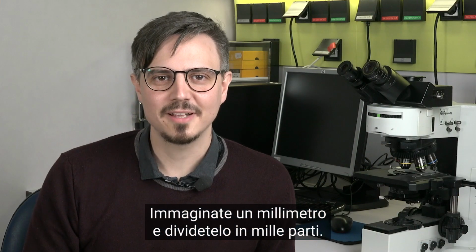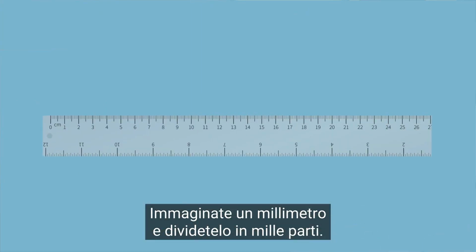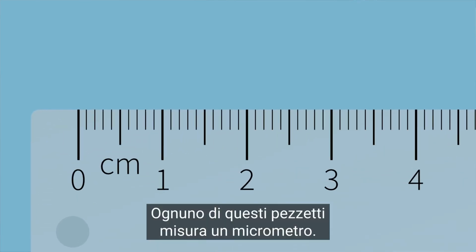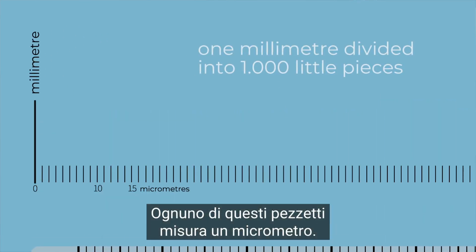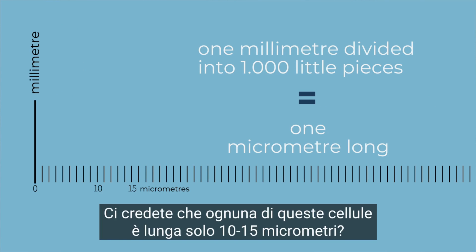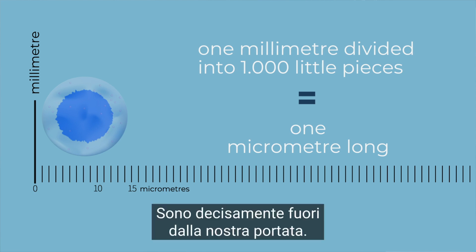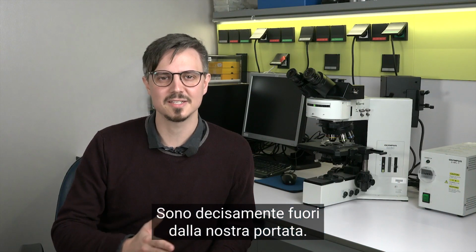To put things in perspective, imagine a millimeter and divide it 1000 times. Each one of these tiny pieces will be a micrometer long. Can you believe that each one of these cells is only 10 to 15 micrometers long? This is definitely out of the eyesight range.